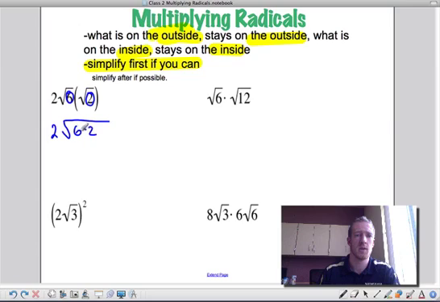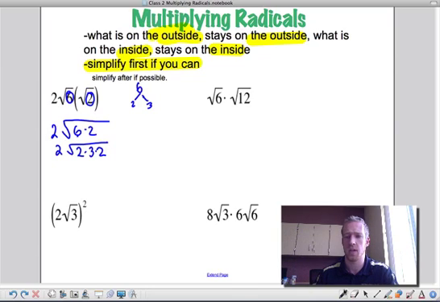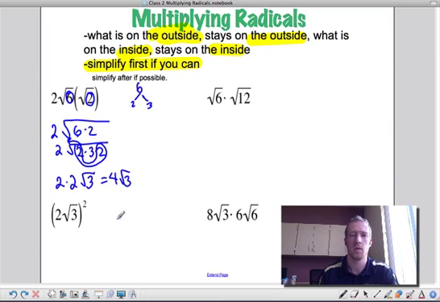Now before I even multiply that to get a 12, I want to do my prime factorization from the lesson before. So 6 is a 2 times 3. So this is like 2 root 2 times 3 times 2. So now since I have a pair, I'm going to circle my pair and take one out. So I've got 2 times the 2 I took out times root 3 equals 4 root 3.